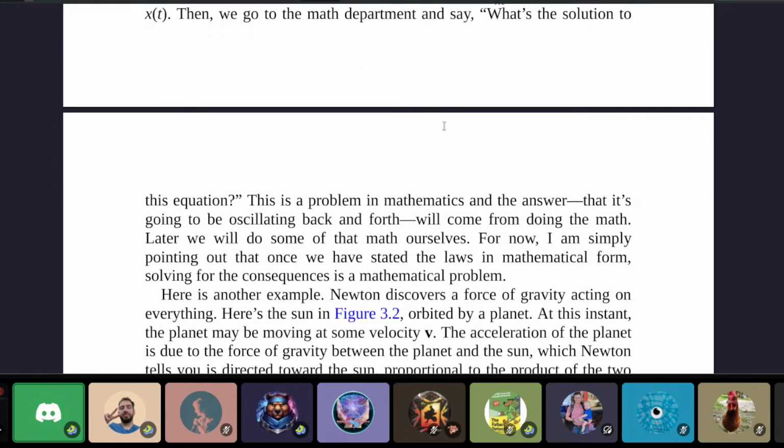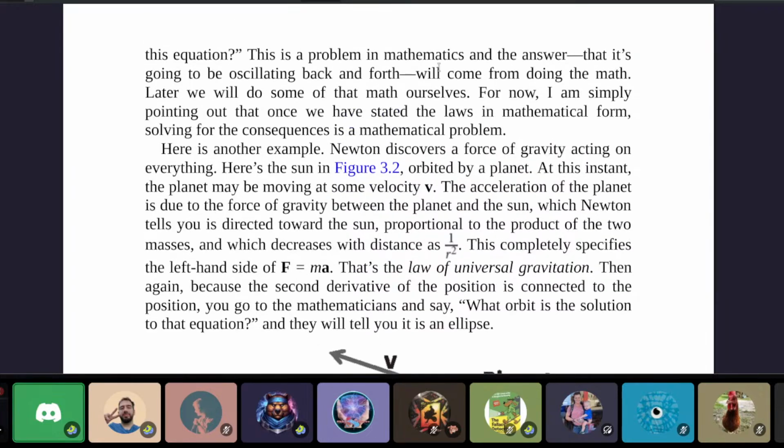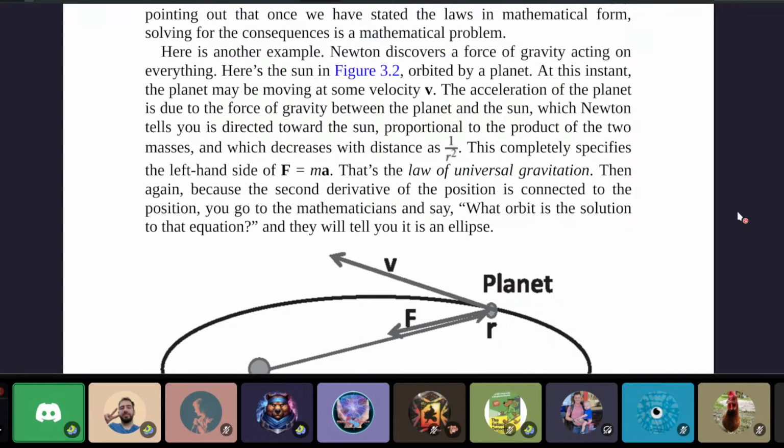They just change that equation up a little bit: the second derivative is equal to negative k over m times the function x of t. Then we go to the math department and ask, what's the solution to this equation? This is a problem in mathematics, and the answer that it's going to be oscillating back and forth will come from doing the math. Later, we will do some of that math ourselves. For now, I'm simply pointing out that once we have stated the laws in mathematical form, solving for the consequences is a mathematical problem.